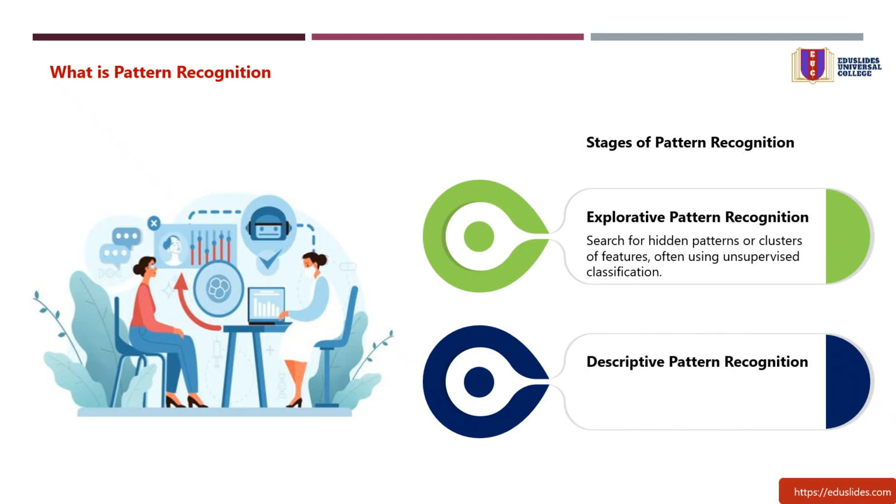Here, input patterns are grouped into undefined classes based on their similarities without prior labels or predefined categories. 2. Descriptive pattern recognition. In this stage, the goal is to classify detected patterns into predefined categories. It relies on supervised classification, where the system uses labeled data to identify and categorize patterns as part of known classes. Pattern recognition typically involves tasks of classification or categorization. Depending on the approach, the classes are either predefined and labeled, supervised classification, or learned dynamically by analyzing similarities between patterns, unsupervised classification.